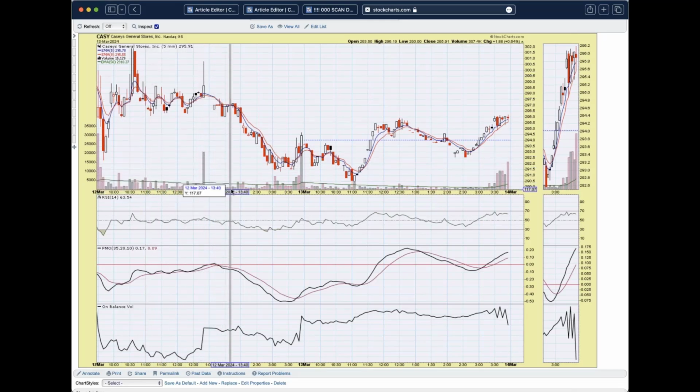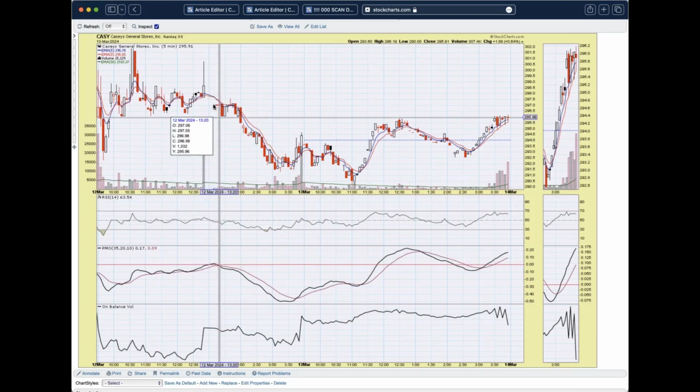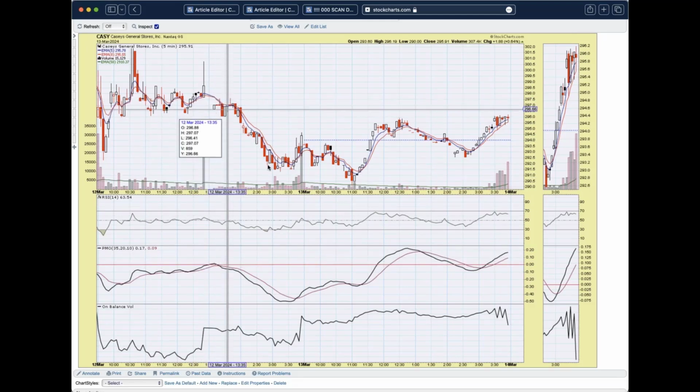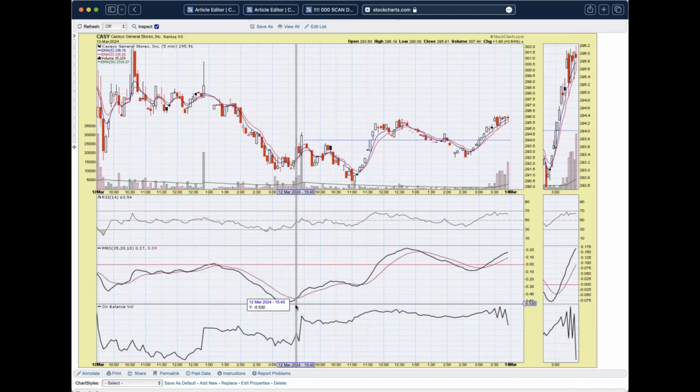But a lot of times these will for you. So here's a sell point that came in back here, got you out at a pretty decent time. This is your next buy point. There's your positive RSI or positive PMO, your positive crossover.